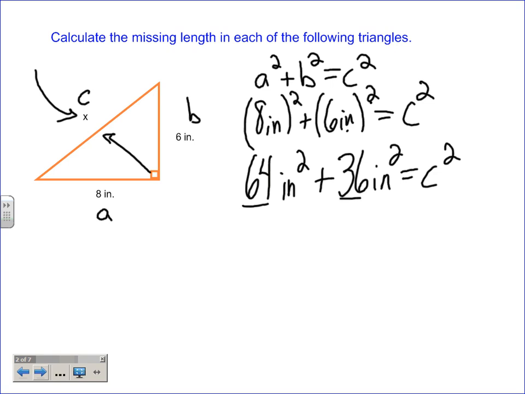Can we add these 2 numbers together? Is that all right? Sure. Yeah, that's pretty easy, right? 100. And then is it inches to the 4th then? How's that work? It's still inches squared, right? But that equals C squared.